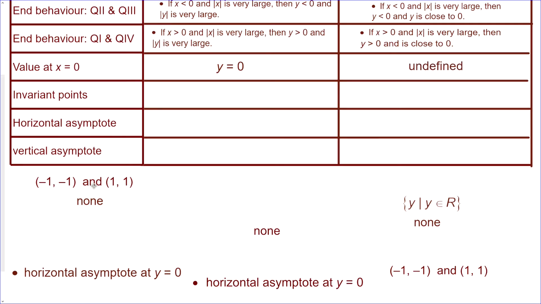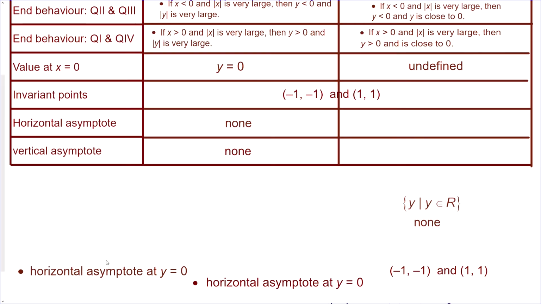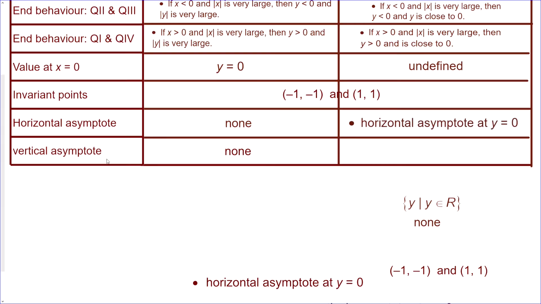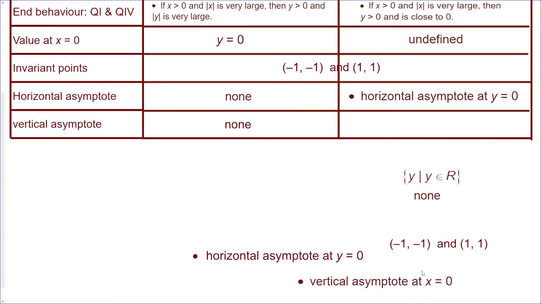Invariant points. Well, these work together. I'm just going to put it in the middle. Really, you can't be invariant with yourself, so we'll say between these two graphs, they have invariant points of (-1, -1) and (1, 1). Horizontal asymptote, none. And vertical asymptote, none as well. That's just a straight linear line, y equals x. Horizontal asymptote for this one, y equals 0. And vertical asymptote, it would be at x equals 0. And the rest of these were just here to mix you up.